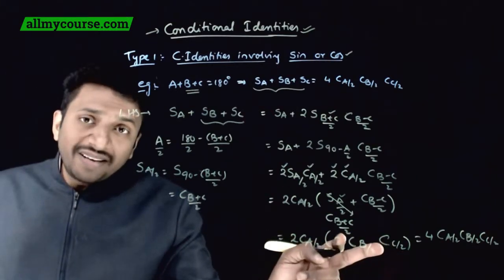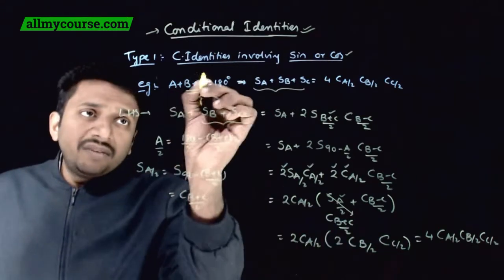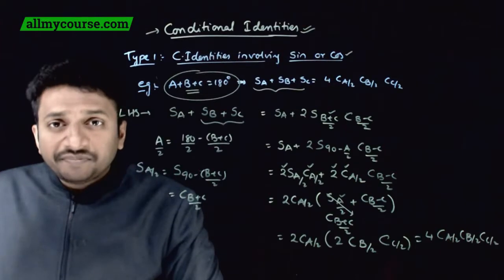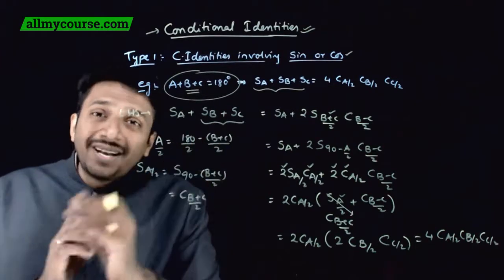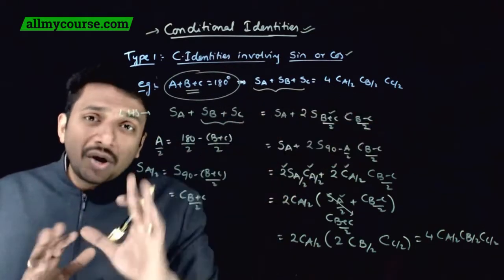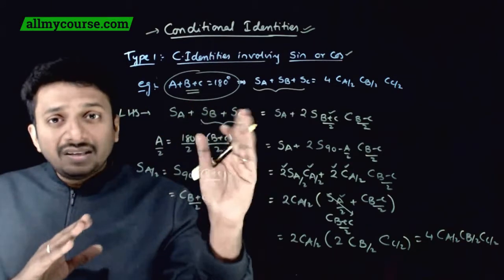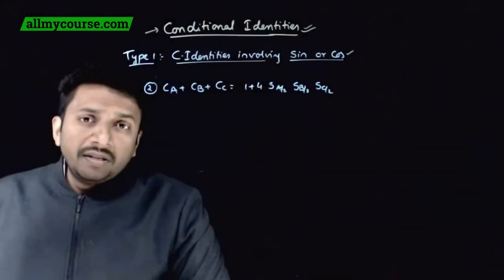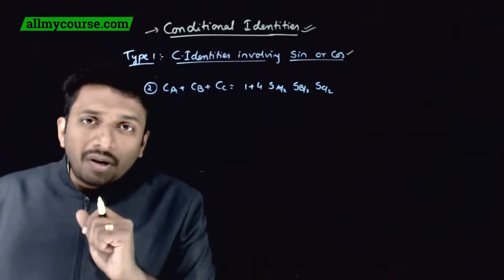The simplifications that we have done here will be valid only if A plus B plus C is equal to 180 degrees. That's why this is called a conditional identity. This identity is not always valid. Only if the condition is valid, this identity is valid. So now let us look at another question in the same model.